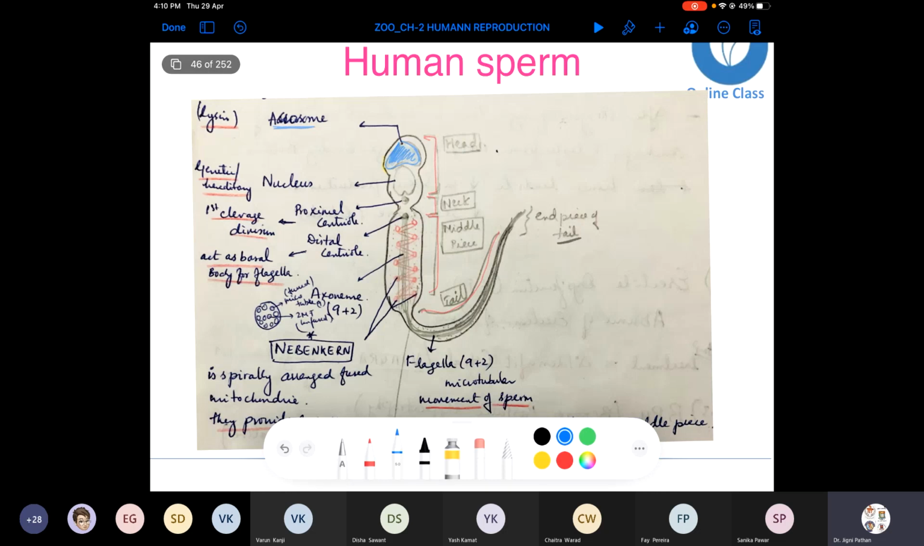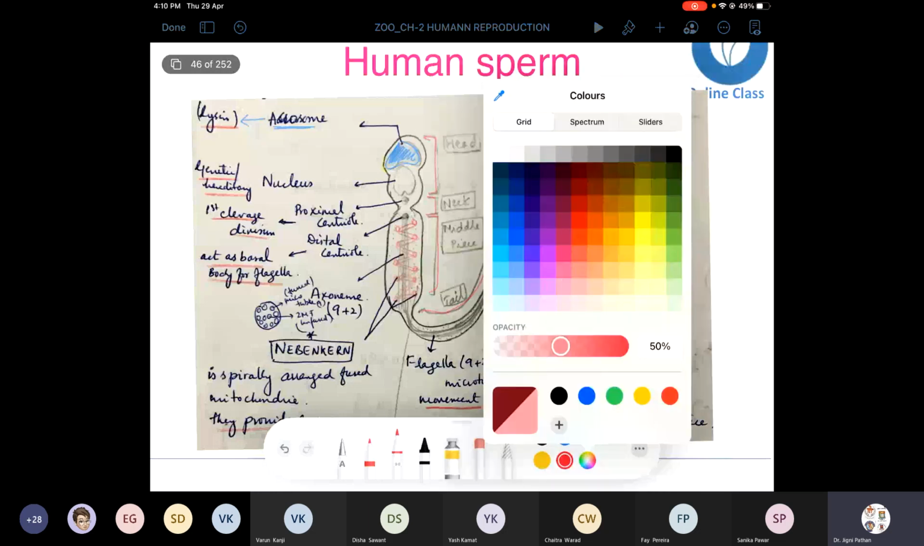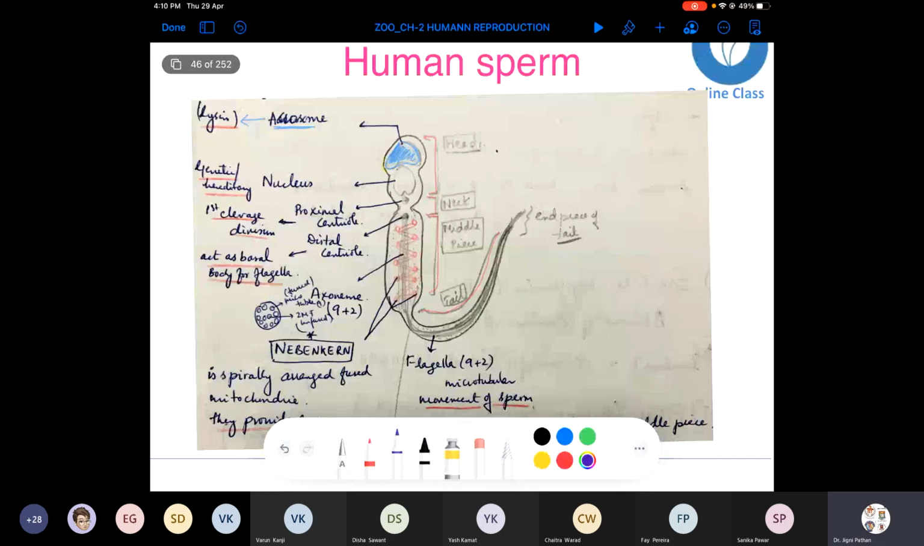Which contains an enzyme that helps in lysis. Lysis means breaking down, breaking the cell membrane. It contains an enzyme lysin. Then there is a nucleus, which is the genetic or hereditary material. Both acrosome and nucleus are present in the head, right?